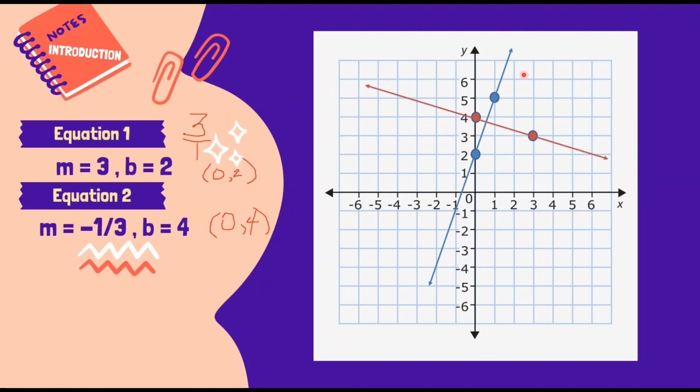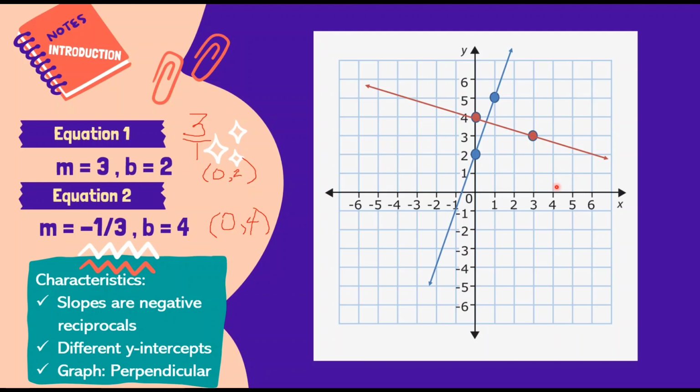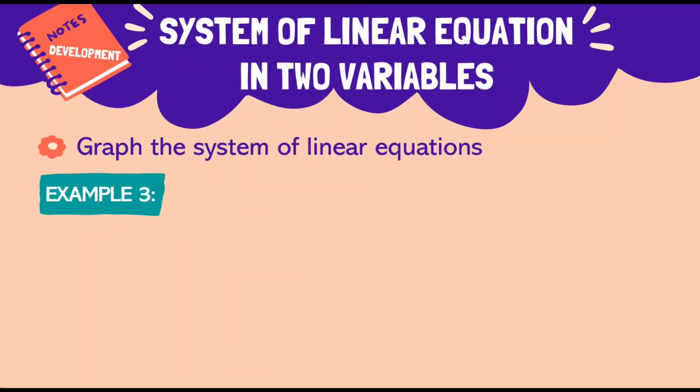Now, so as you can see on our second equation of the line, or on our system of linear equations, nakabuo tayo ng perpendicular line. So tama, nag-jive doon sa ating pagsusolve kanina. So our characteristics again, slopes are negative reciprocals, different y-intercepts, and the graph is perpendicular. Kasi nakakreate siya ng right angle which measures 90 degrees. Ayan. Let us have the last example.